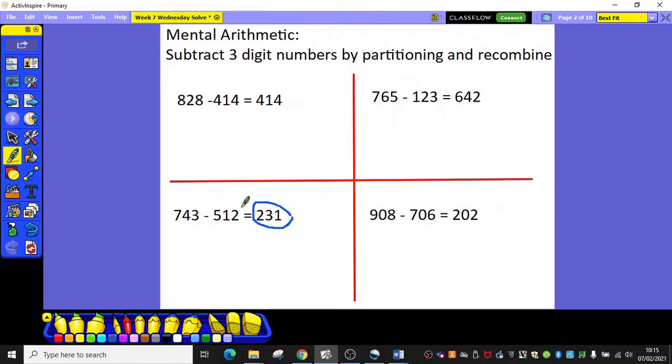And if I use my inverse to add the two numbers together, I've got 512, add 200, 712, add my 30, 742, add the 1, 743. So I've managed to get my answer correct.